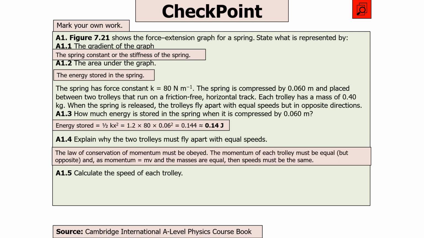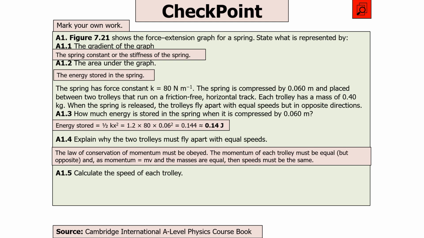The momentum of each trolley must be equal but opposite, because we know that the total momentum before is 0, so the total momentum after is 0. It cancels through by one being positive and one being an equal magnitude in the opposite direction, which is negative. So if they have equal masses and the momentums must be equal, their velocities must be equal as well.